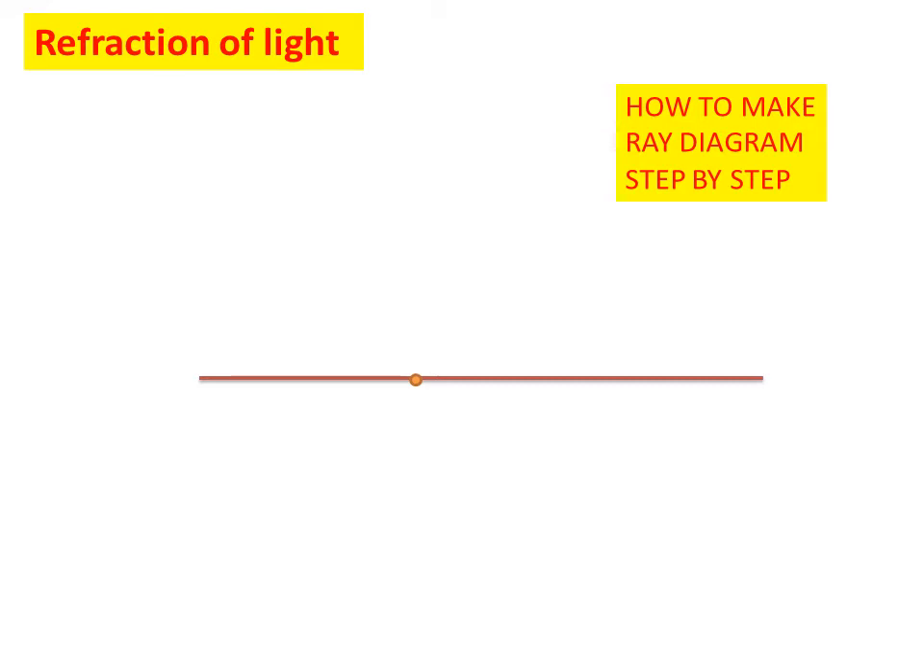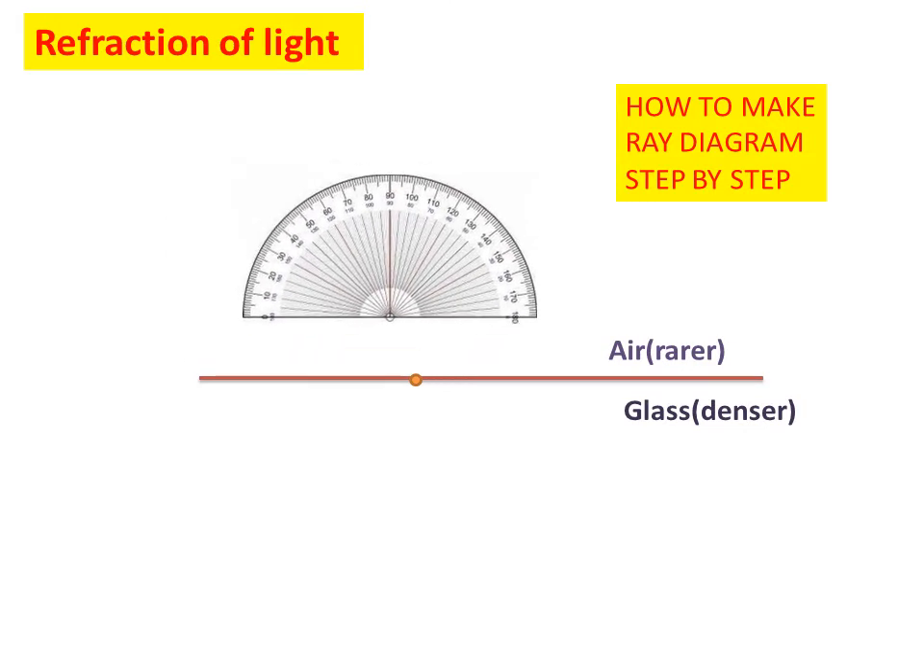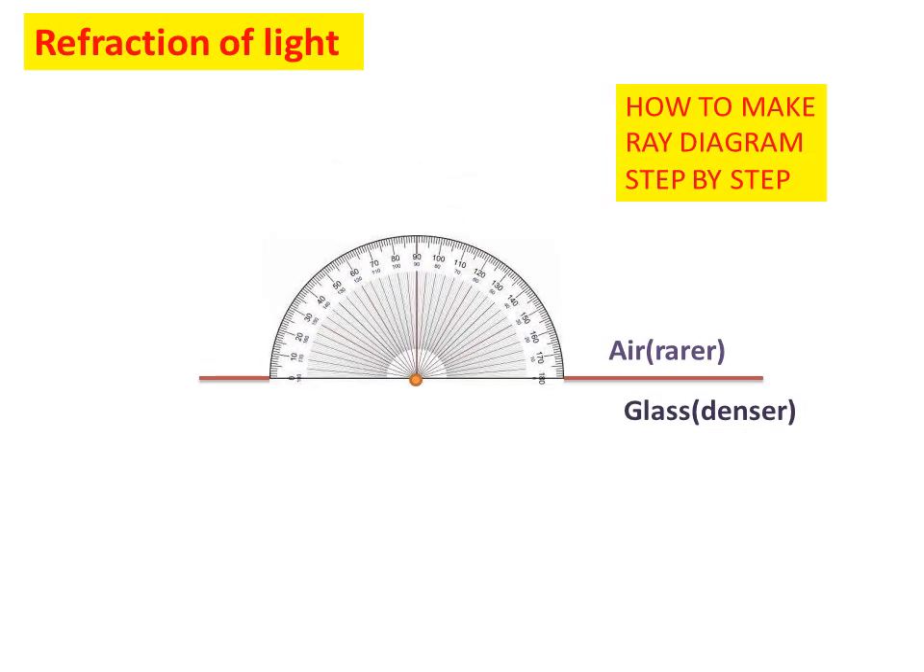Now place the center of the protractor at this point, and the baseline of the protractor along this horizontal line. Okay, what have we done? We have placed the center of the protractor at this point of incidence, and the baseline of the protractor along this horizontal line.